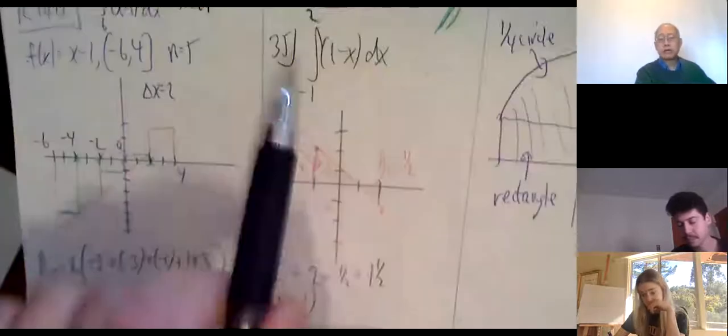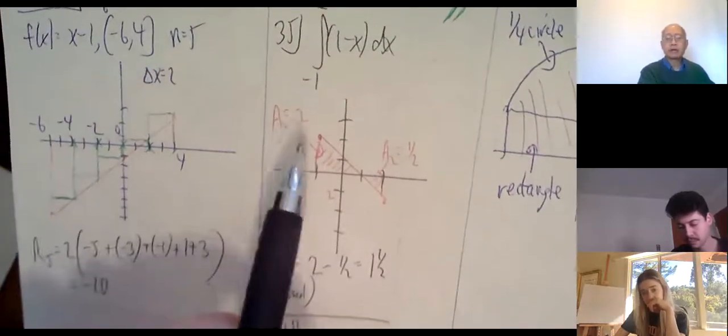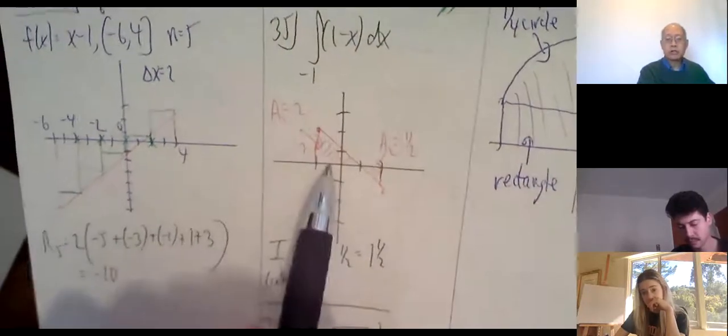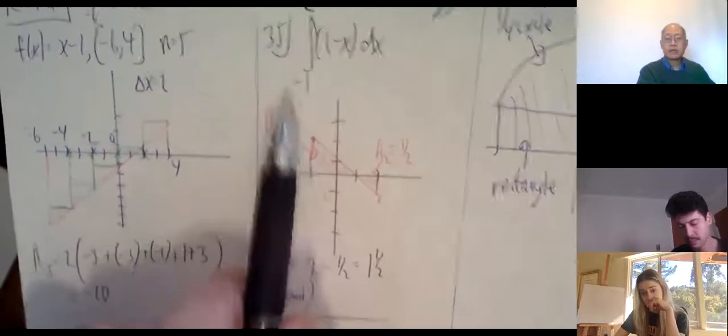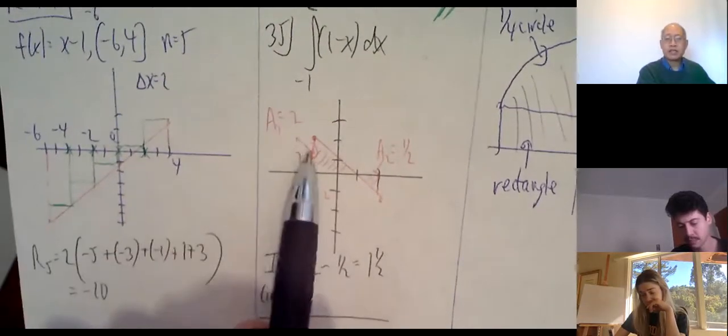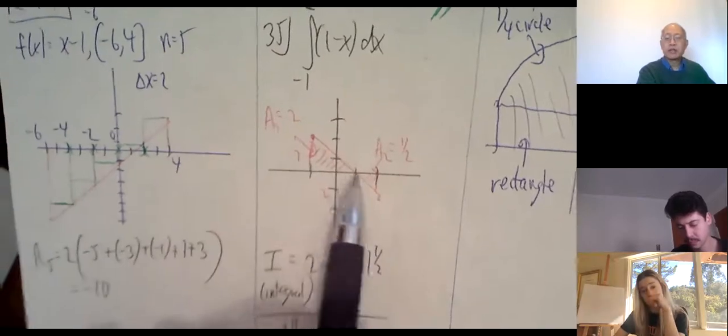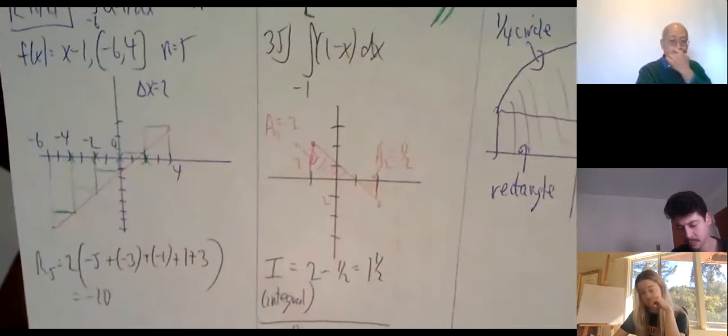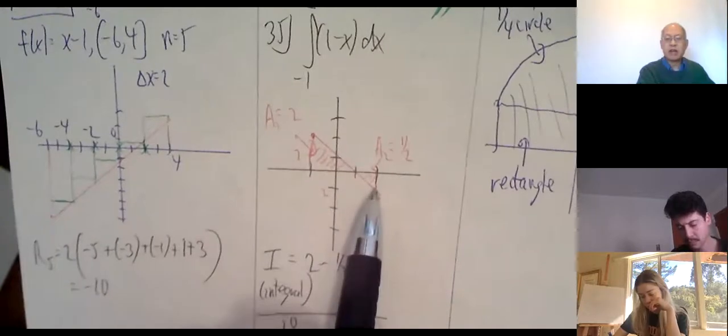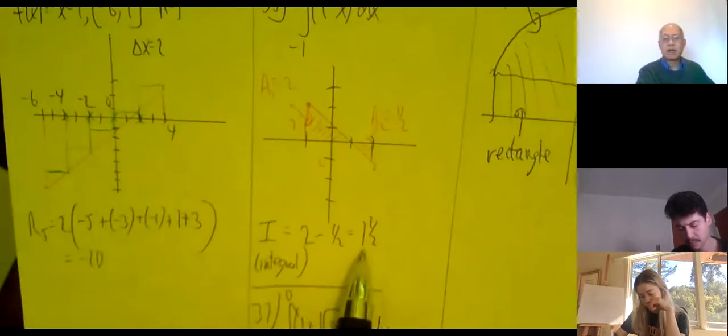Okay, so I just draw the picture so I can see what's going on, and I interpret in terms of area. So this is 2 units, this 1/2 unit. Okay, since we're doing an integral, anything above the x-axis is counted as positive. Anything below the x-axis is counted as negative. Okay, so +2, -1/2 comes out to be 1.5.